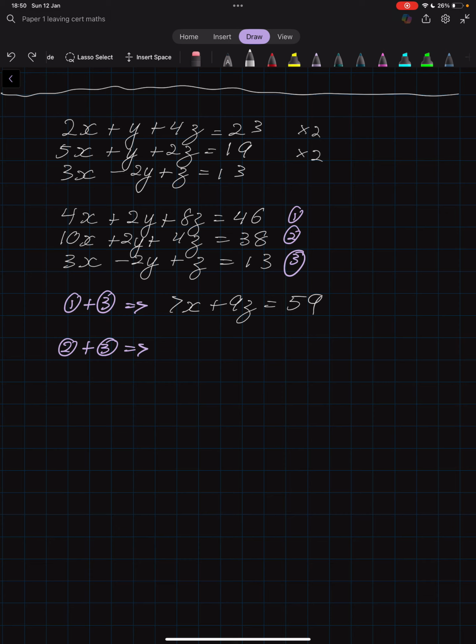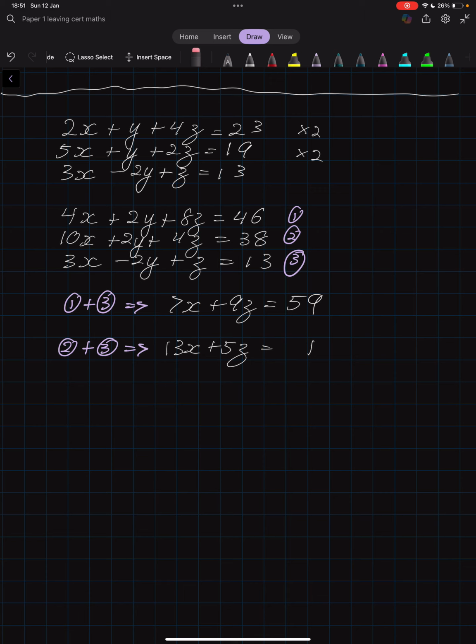So if I do equation 2 plus equation 3, I'm going to get 13x plus 5z equals, this is going to be 51. Okay, that looks a little bit dodgy. So 51.